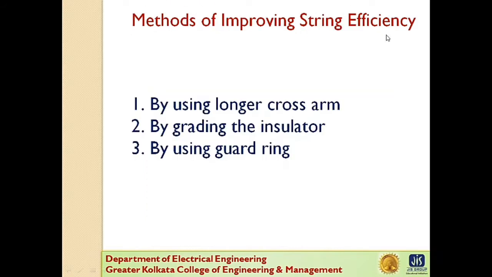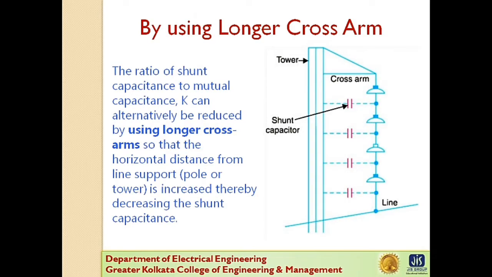Now what are the methods of improving the string efficiency? There are three methods: by using a long crossarm, by grading the insulator, and the last one is by using the guard ring. So the first method is the longer crossarm.